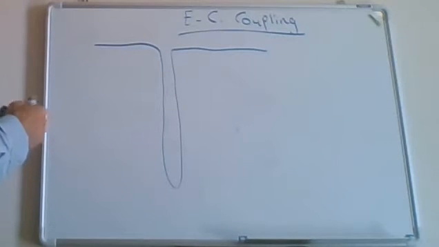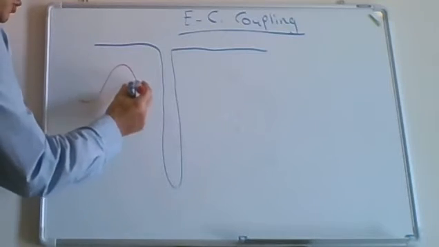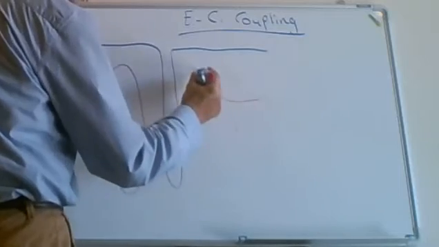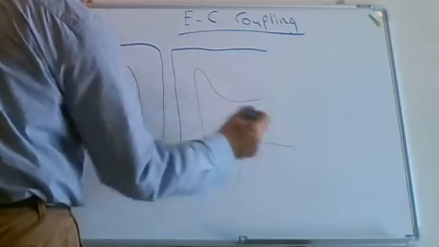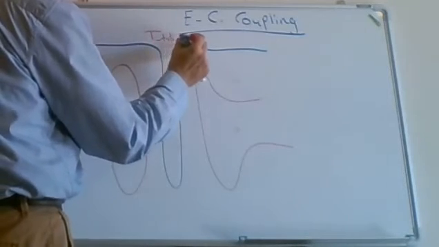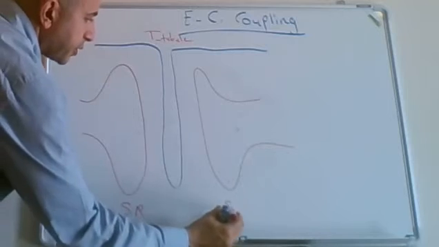And if we remember the shape of the triad, we have the triad which is formed of two cisterns of sarcoplasmic reticulum and one T tubule. That is the T tubule, which is invagination of the sarcolemma, and that is the sarcoplasmic reticulum cisterns.